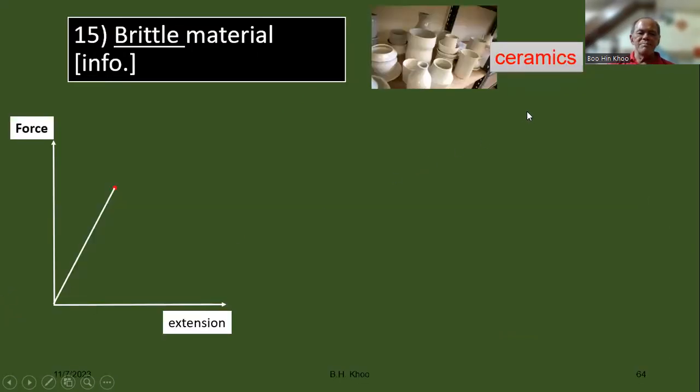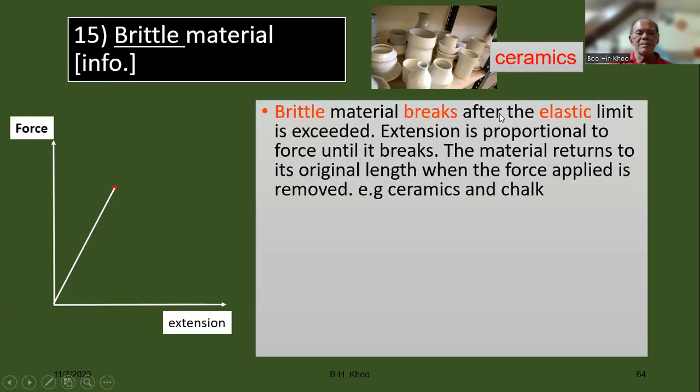Brittle material, for example ceramic. A brittle material breaks after the elastic limit is exceeded. There's no other portion anymore. There's the elastic limit, and extension is proportional to the force until it breaks. The material returns to its original length when the force applied is removed. So examples of brittle material are ceramic and chalk.